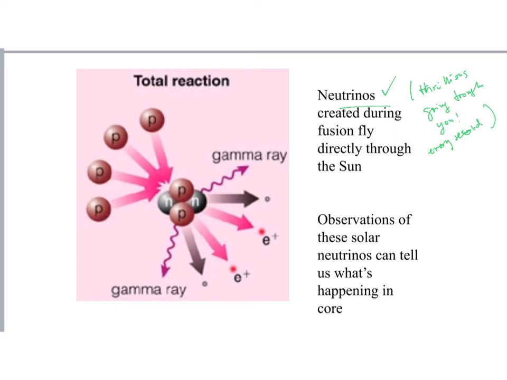Observations of these solar neutrinos can actually tell us what's happening in the core, whether they are produced by these fusion reactions of protons or hydrogen nuclei into the helium-4 nucleus, and the byproducts of gamma rays, neutrinos, and then the positron. So basically quantifying, just trying to measure and count all these byproducts, that would be a good test of what we think happens inside the sun.